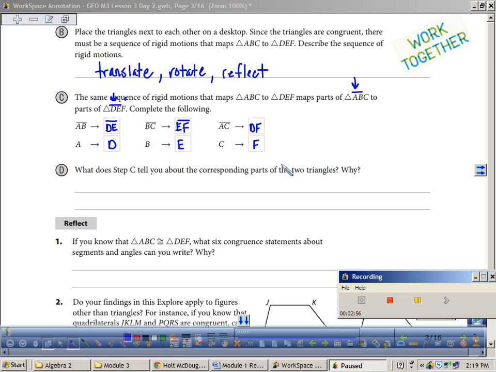Okay, so what does step C tell you about corresponding parts of the two triangles? If I know the triangles are congruent, what can I say about their corresponding parts? They're congruent as well.